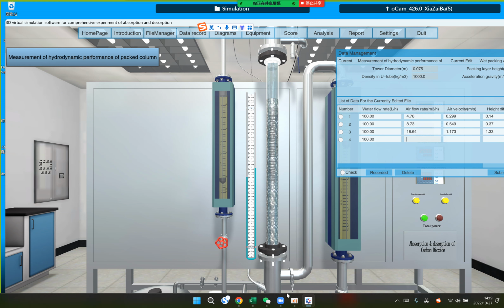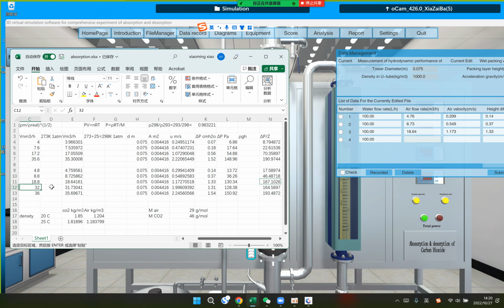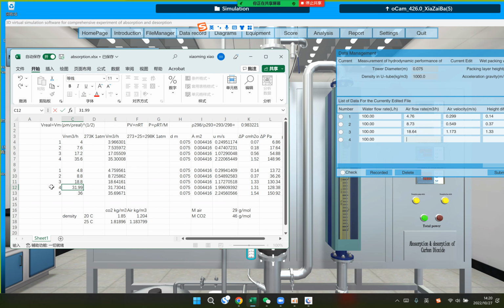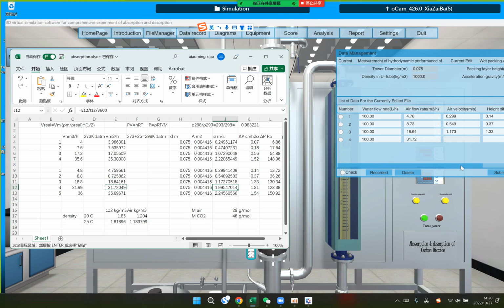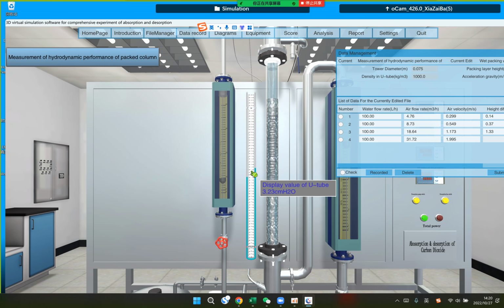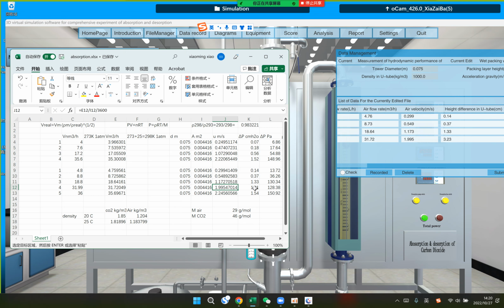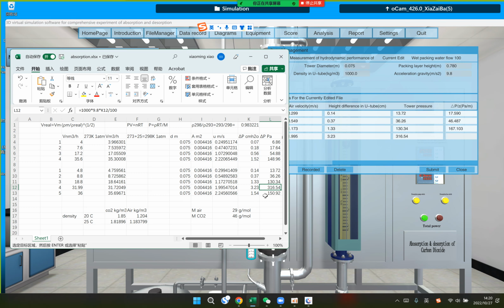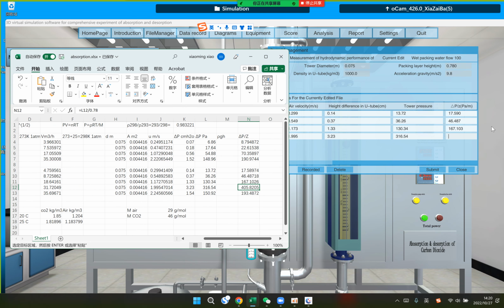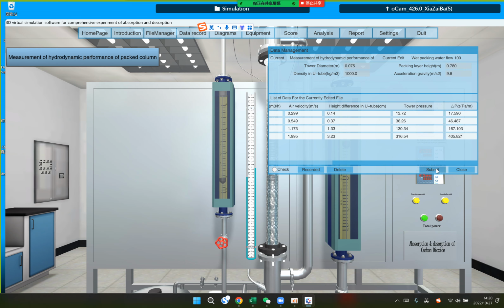31.99. And the flow rate here is 1, and the height is 3.23. Also 3.23, delta. Okay. In this case, I can submit it.